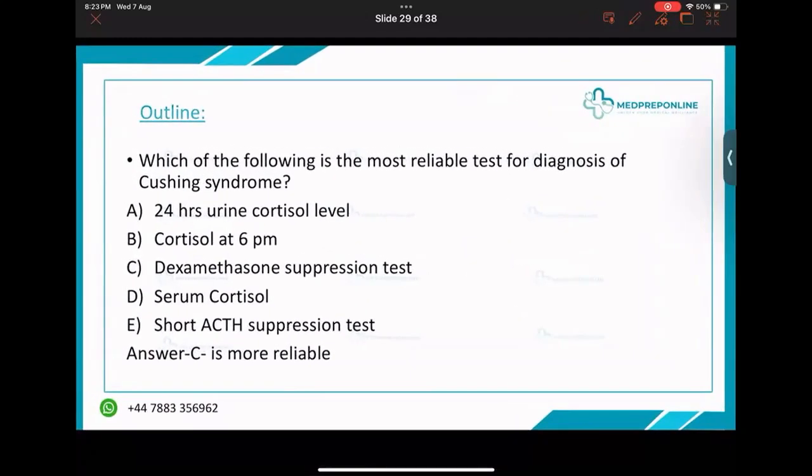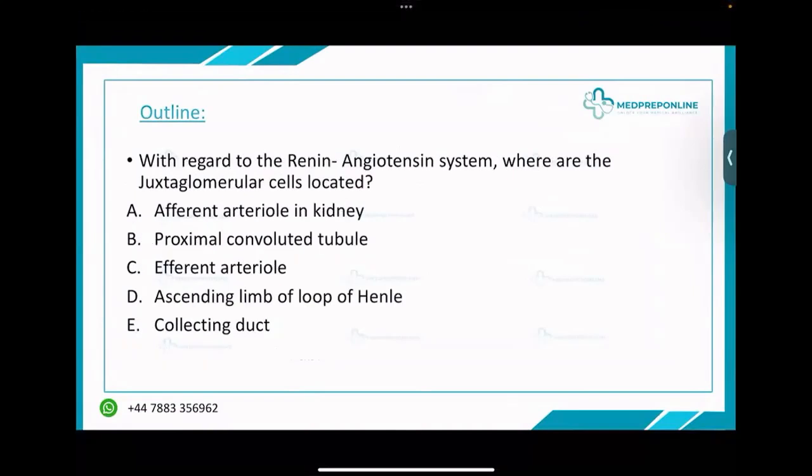Whenever you're solving an SBA, what I would recommend is when you read the question, think of the answer, make up your answer in your mind before you look at the options. Then check the options for the correct answer. Because if you read all the options first before even thinking of solving the question, you tend to get confused, correct? So here, the best option amongst these is the dexamethasone suppression test, which is more reliable. Okay. Next.